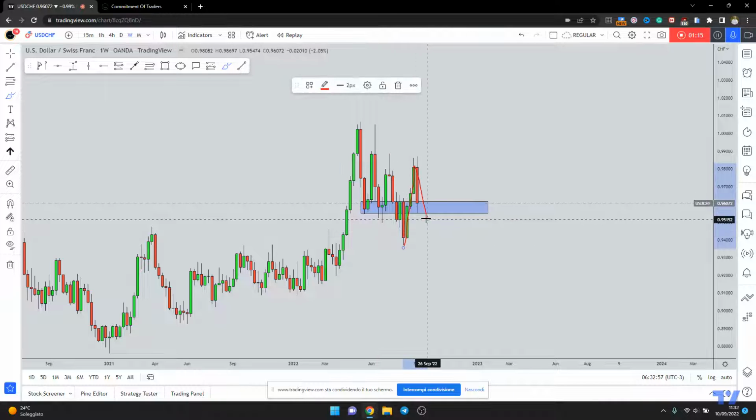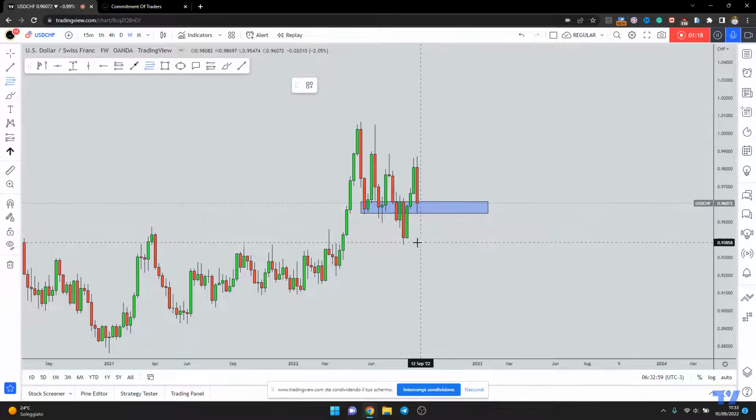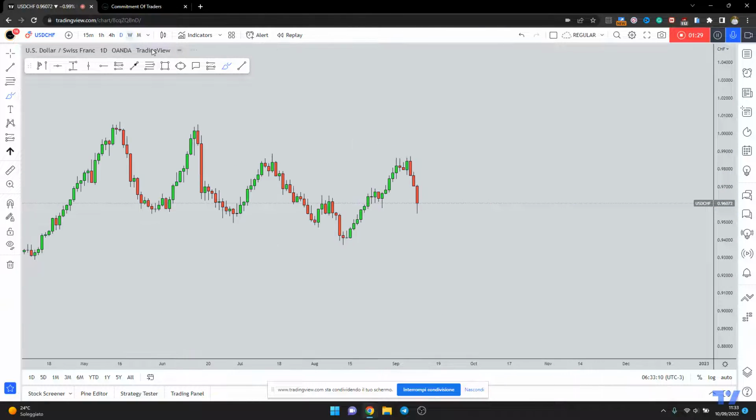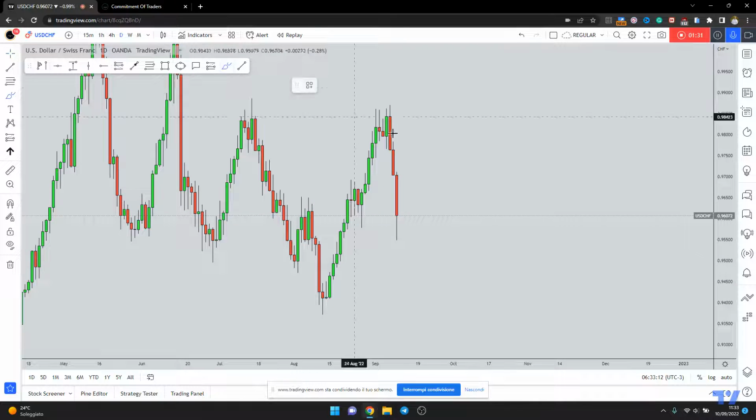Also here, since we have an impulse, if you want to measure the correction, you have to take your Fibonacci from the low to the high of the impulse. And also here that 0.618 has been tested, confirming once again that there is a possibility for a rejection to the upside.